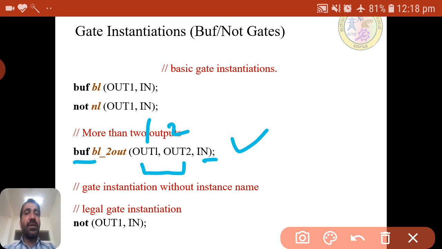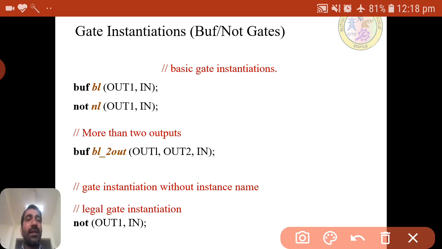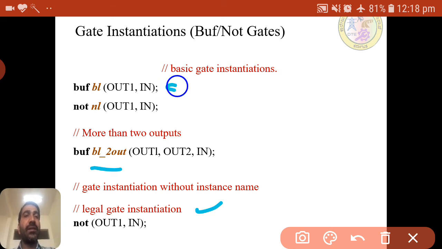As we have seen in AND OR gates also, a NOT gate can be instantiated without an instance name, and this is also a legal instantiation. Usually when there are many gates in the circuit, we use instance names to differentiate them. So this is what we call instantiations using the buffer and NOT gate.